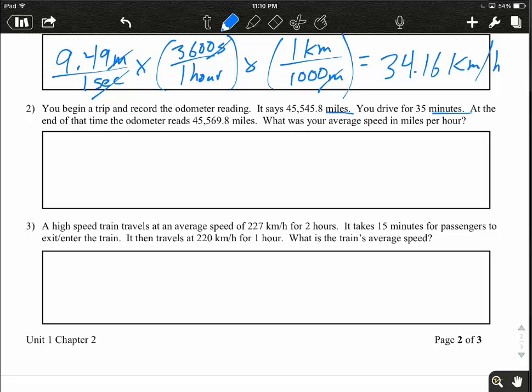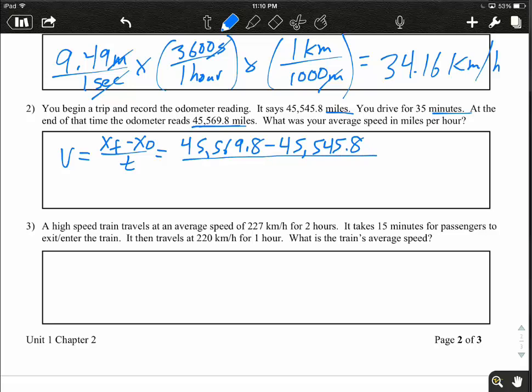So using that same equation, remember that v is delta x over t. Well, delta x is the final minus the initial position over the time. Remember that we ended here, so 45,569.8 minus the initial starting point over the time of 35 minutes, and that gives us our answer, 0.69 miles per minute.